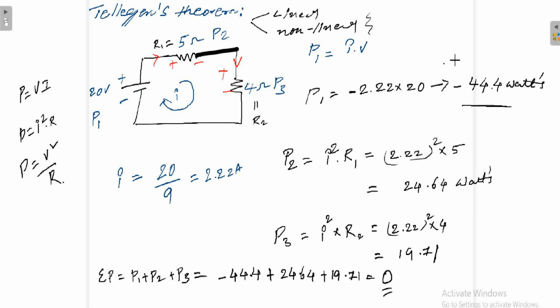So Tellegen's theorem, here we can say that it is a conservation of energy. It follows the law of conservation of energy. Power absorbed is equal to power delivered. Thank you. We'll see in the next class. We'll see some more examples.